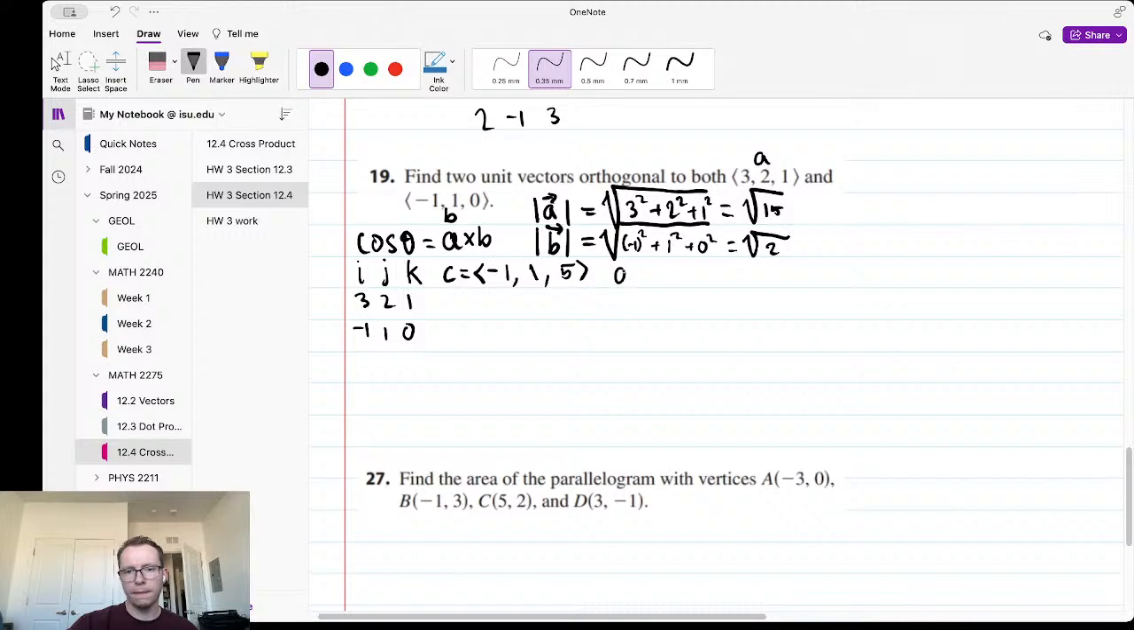So A dot C equals 3 times -1 plus 2 times 1 plus 1 times 5. So that's -3 plus 2 is -1, plus 5 is 4. So that's not orthogonal.